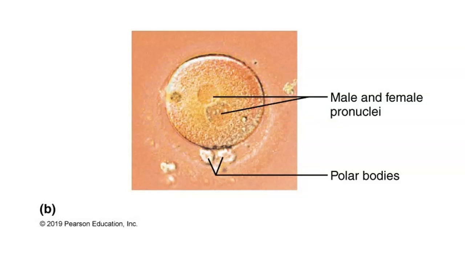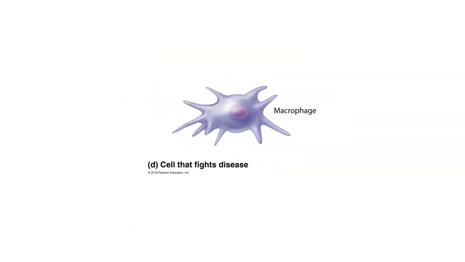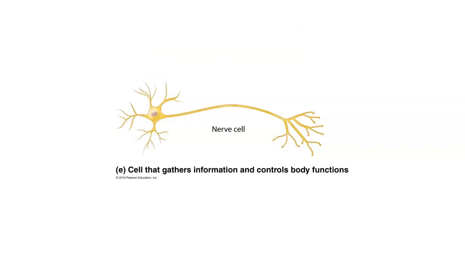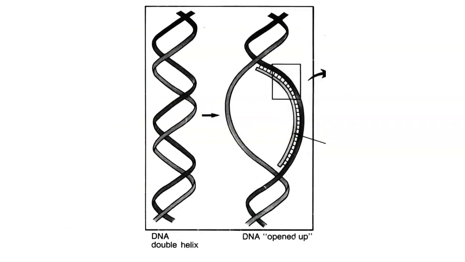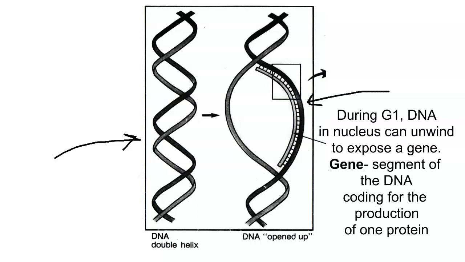So the reason that one cell will look different from another cell and function differently is not that they have different DNA. It's that during G1, different segments of the DNA molecule are going to bubble open, exposing a segment which is known as a gene. So a gene is just one segment of the DNA that carries the recipe or the instructions on how to make a single protein.